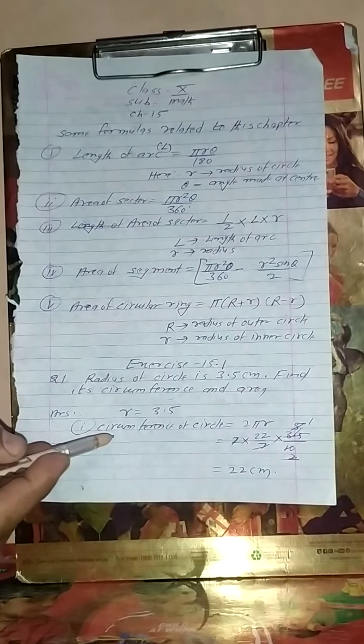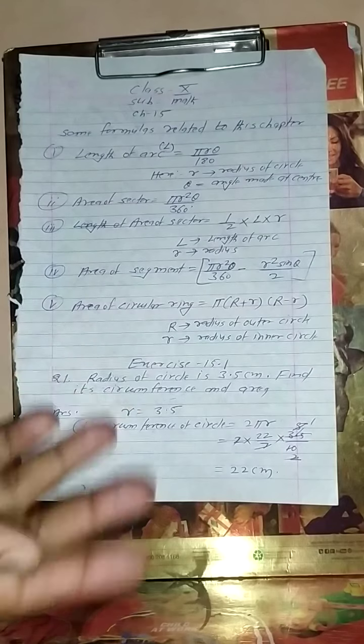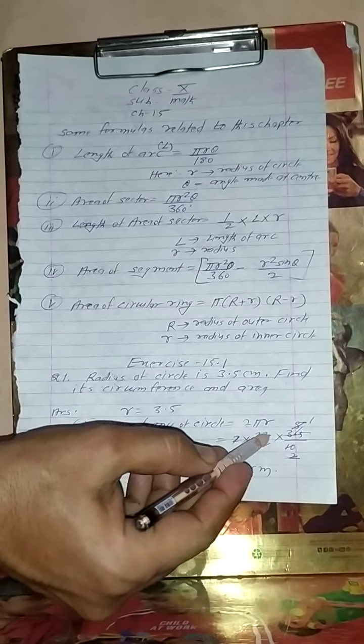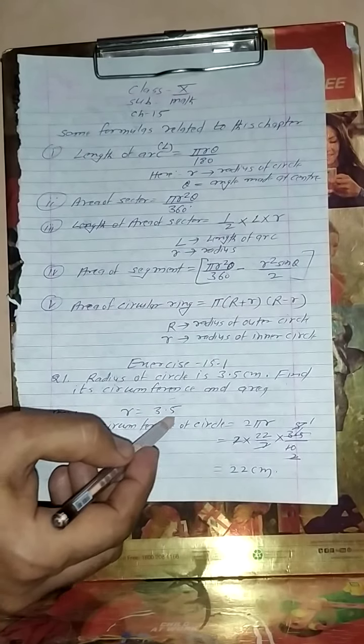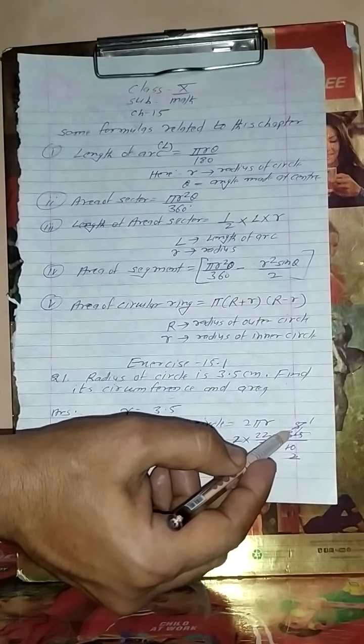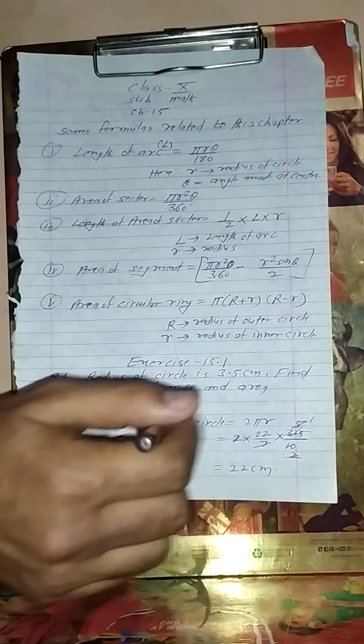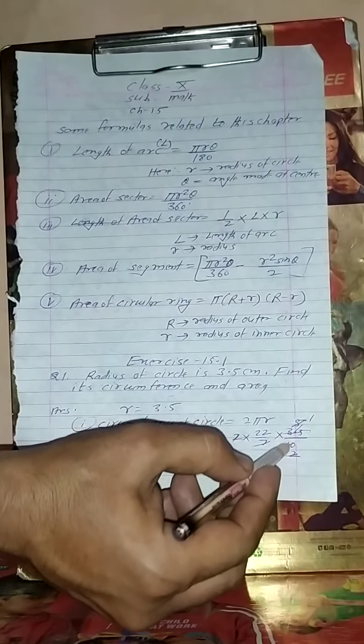First of all, we apply the formula of circumference of circle equal to 2 pi r. I explained this in the last class. Here r is the radius of the circle. We are given 3.5. 2 multiply 22 upon 7 into 3.5. We remove the bracket and place 10 below the 3.5. We get 35 upon 10.